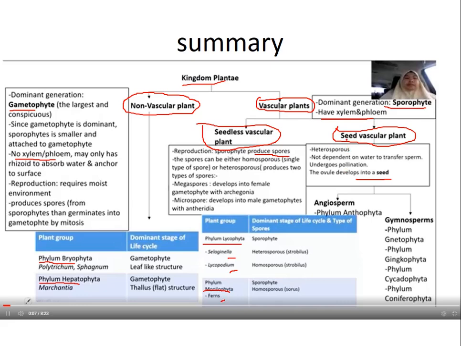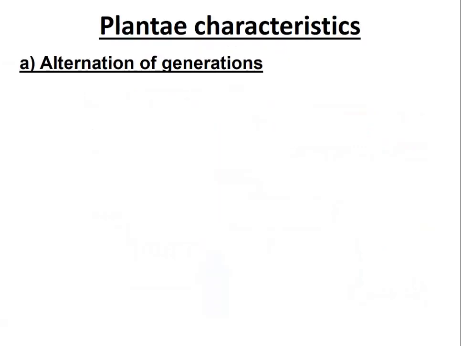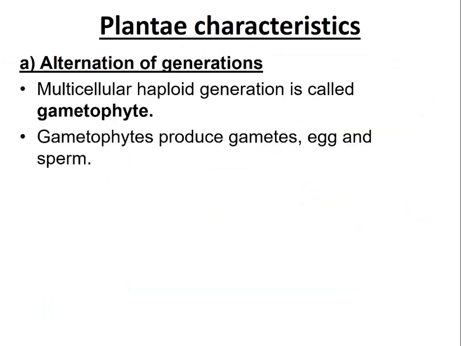Then under the seed vascular plants, we have two groups: phylum Anthophyta, which is the angiosperms, the flowering plants, and the second one is the gymnosperms, which have four phyla: phylum Gnetophyta, phylum Ginkgophyta, phylum Cycadophyta, and phylum Coniferophyta. So this is the summary to help you understand how kingdom Plantae is divided. Now let's start with the general characteristics of Plantae.